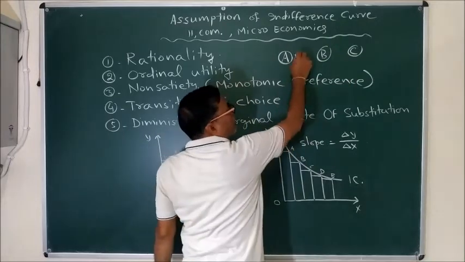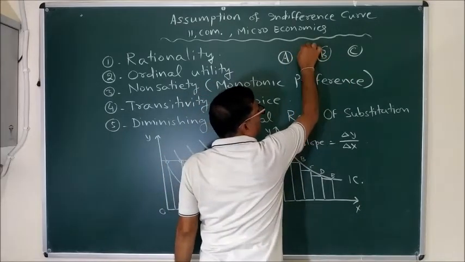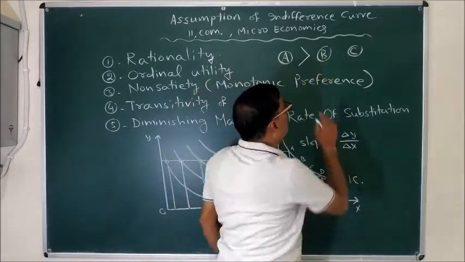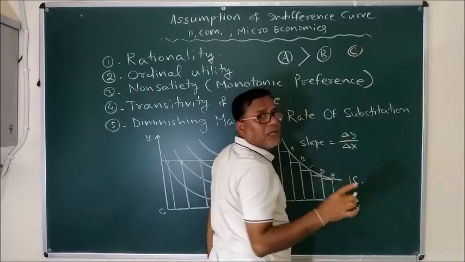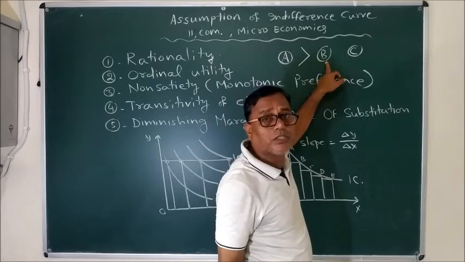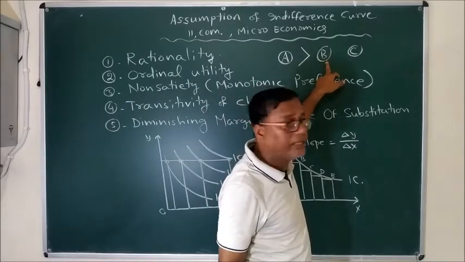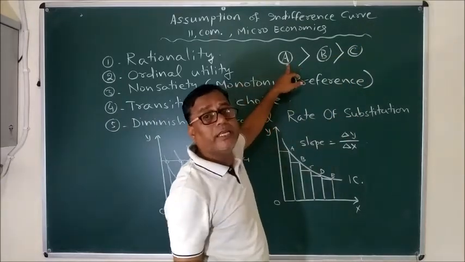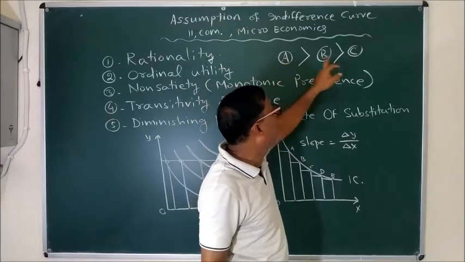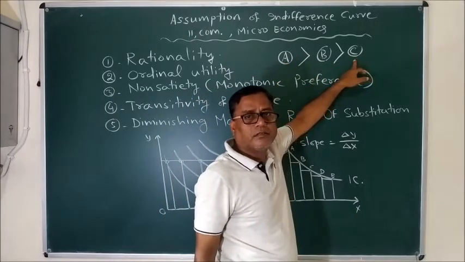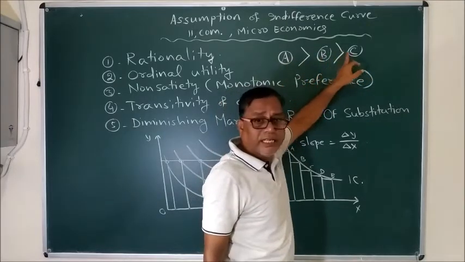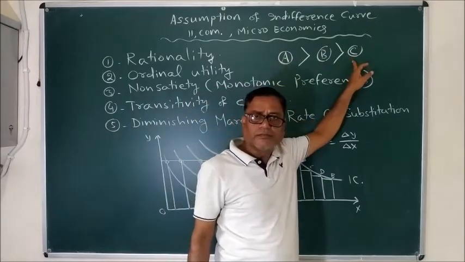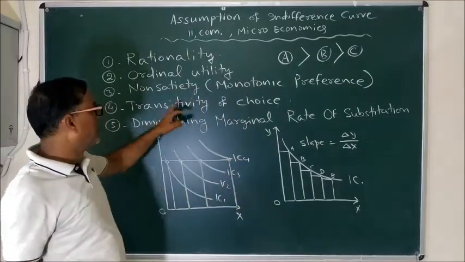If our consumer prefers A to B, it means he is deriving more satisfaction from A than from B, and if he prefers B to C, it means our consumer is deriving more satisfaction from combination B than from combination C, then obviously our consumer would be deriving more satisfaction from A than C. That means if A is greater than B and B is greater than C, then the law of transitivity says A is greater than C. That is the transitivity of choice.